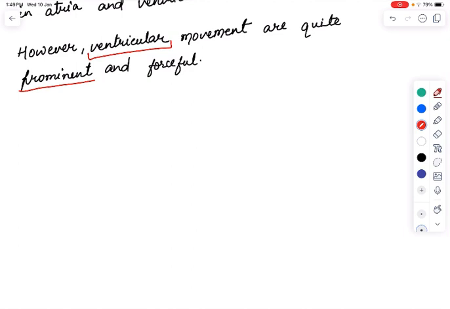In animals, obviously the heart is present, so the heartbeat takes place. But smaller animals will have more heartbeats than larger ones. If you compare a rat and an elephant, you will see that a rat has more heartbeats than the elephant. Why does it happen? Because it depends on the size of the animal.